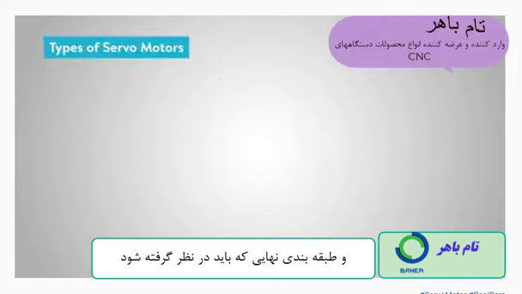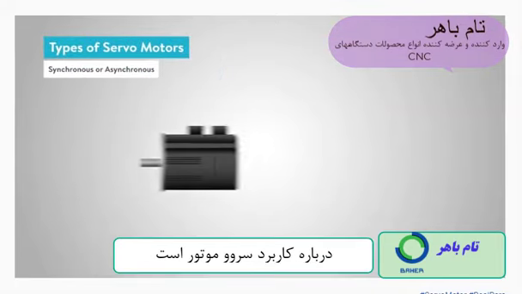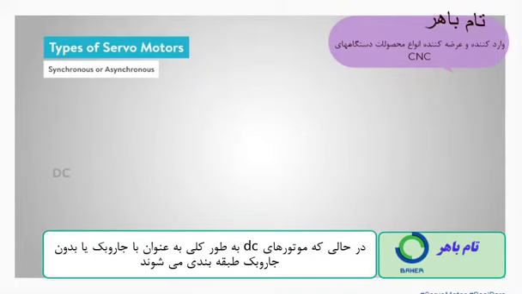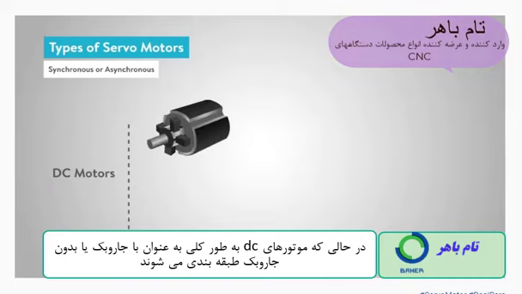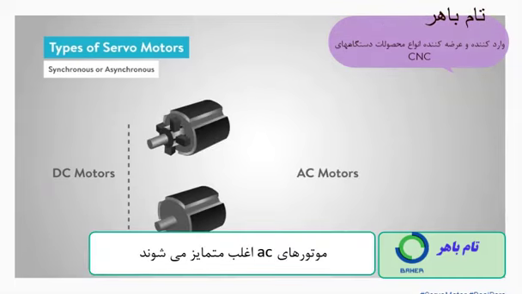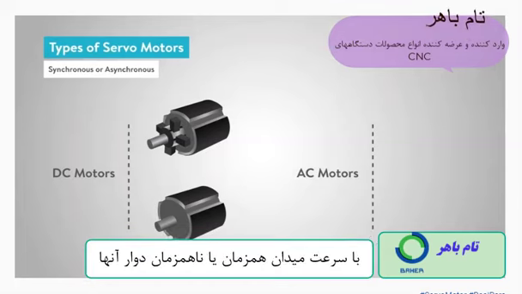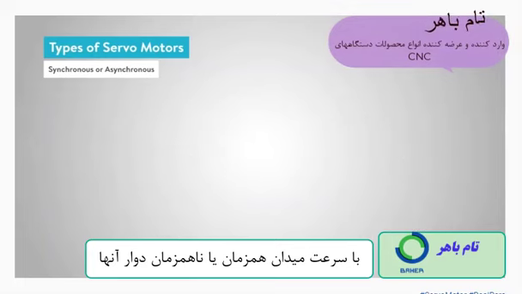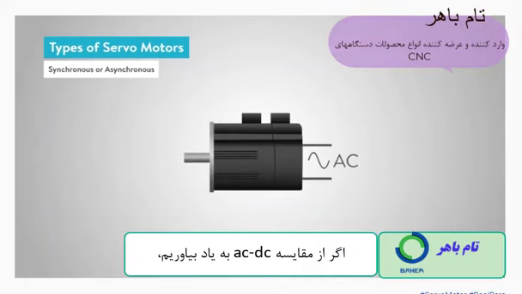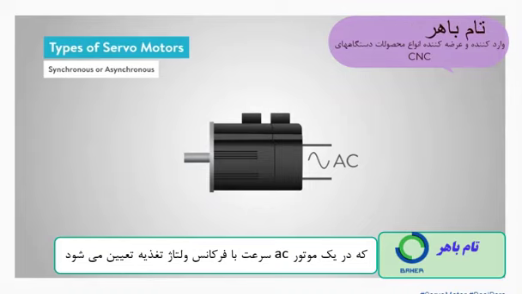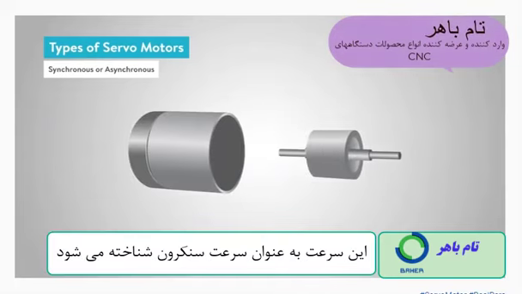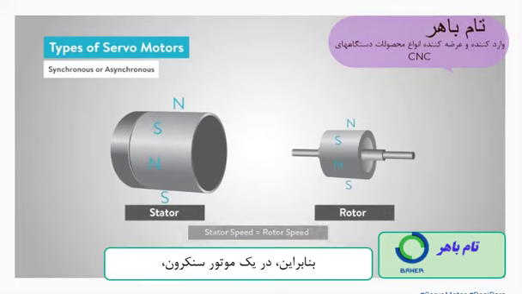And the final classification to consider is whether the servo motor application will use a synchronous or asynchronous rotating field. While DC motors are generally categorized as brushed or brushless, AC motors are more often differentiated by the speed of their rotating synchronous or asynchronous field. If we recall from the AC-DC consideration, in an AC motor, speed is determined by the frequency of the supply voltage and the number of magnetic poles. This speed is referred to as the synchronous speed.